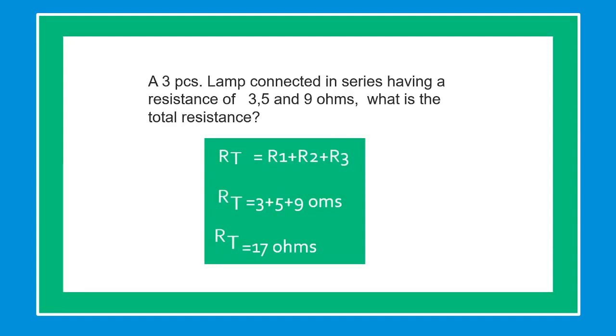In this next example, 3 lamps connected in series have resistances of 3, 5, and 9 ohms. What is the total resistance? Since this is series, we just add the individual resistances to find the total resistance. RT equals 3 + 5 + 9 ohms. The total resistance is 17 ohms.